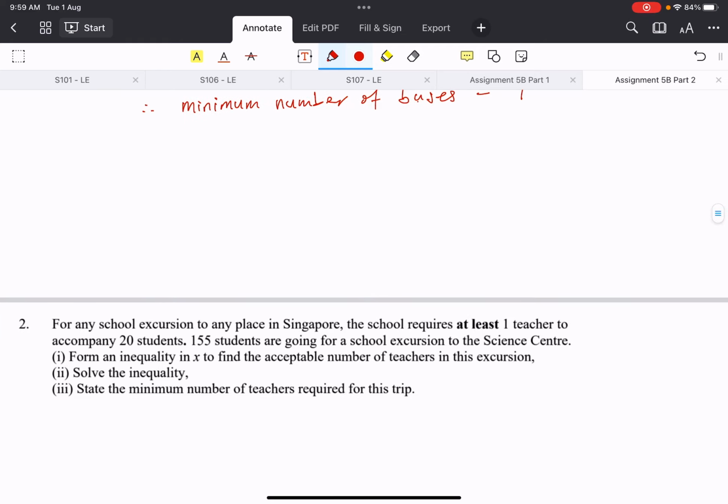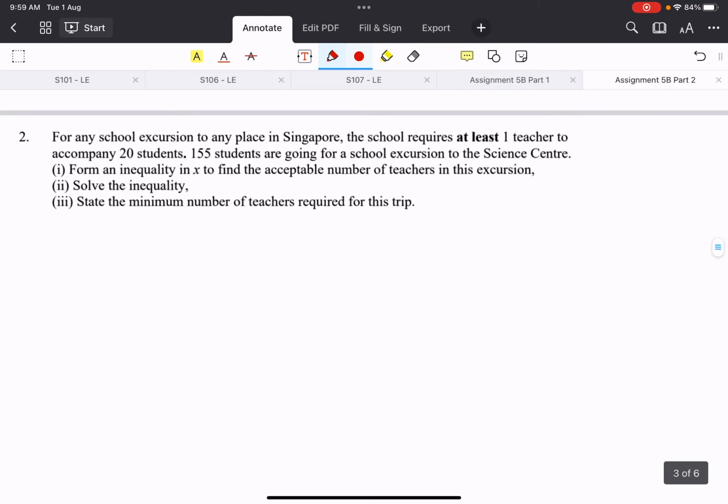Right, next question. For any school excursion to any place in Singapore, the school requires at least one teacher to accompany 20 students. 155 students are going for a school excursion to the science center. Form an inequality in x to find the acceptable number of teachers in this excursion. So what does x here represent? That's the first thing we need to sort out.